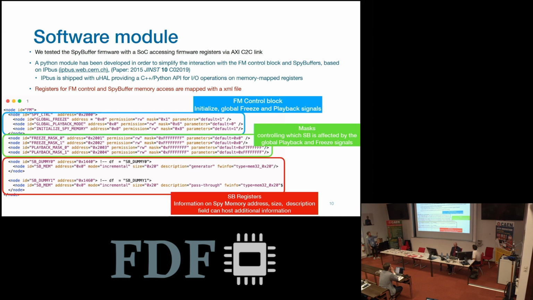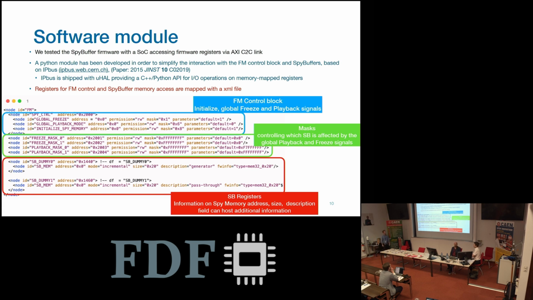And I wanted to mention a little software module which is used for interacting with Spybuffer. This has been tested, for instance, with an SoC accessing the firmware registers on another FPGA via the AXI chip-to-chip link. There is a Python module, linked in the same repository that I linked before. This has been developed to simplify this interaction, and it's based on IPbus that we mentioned also before.